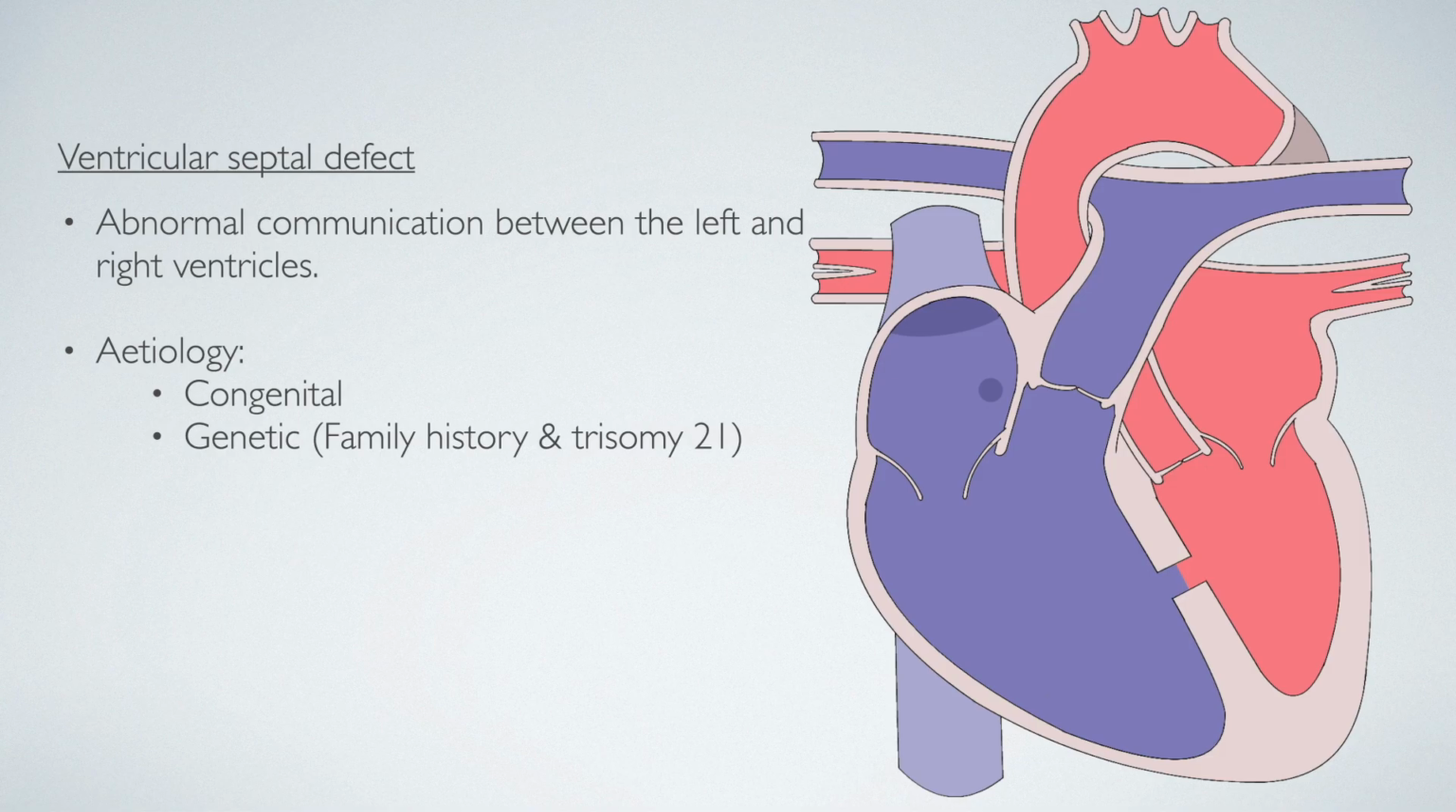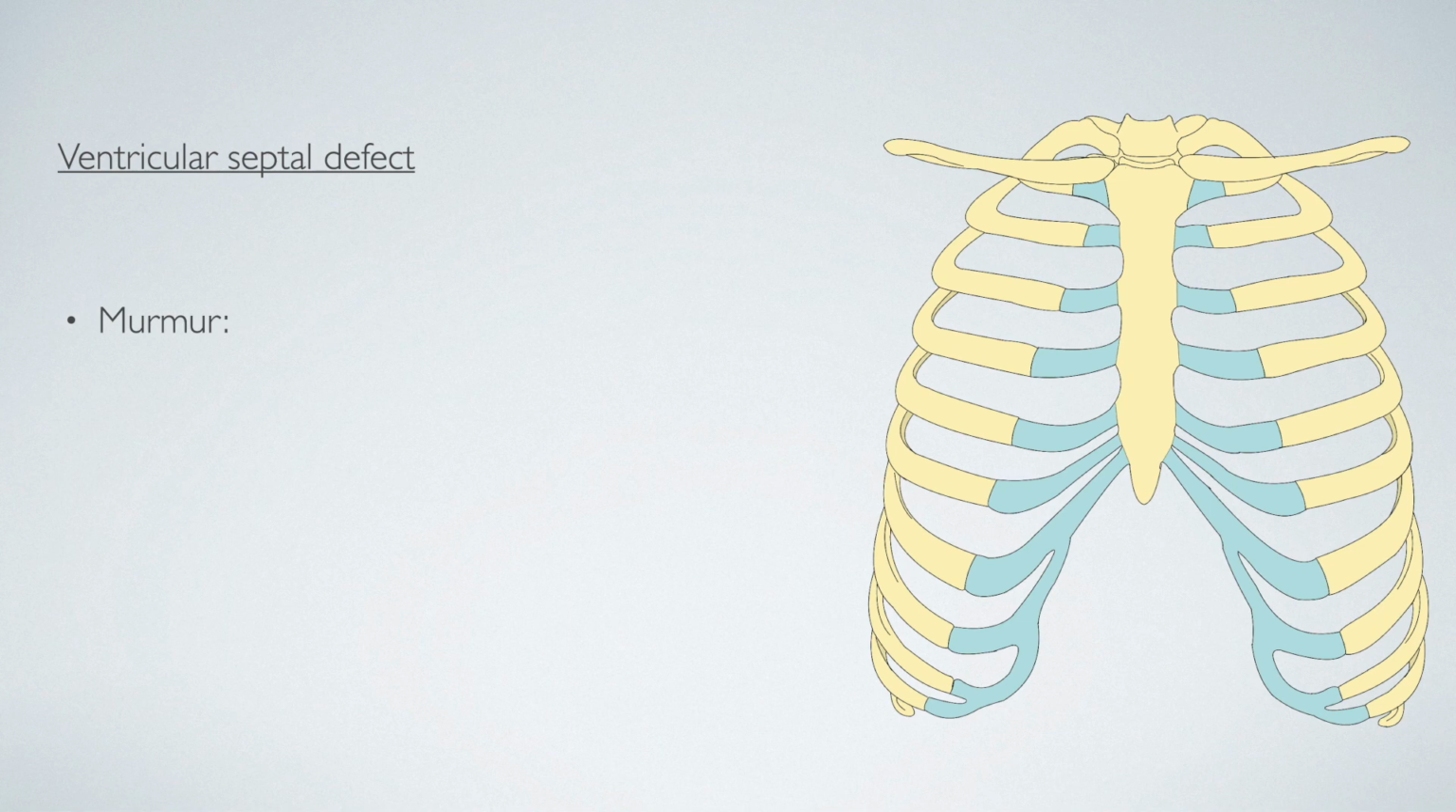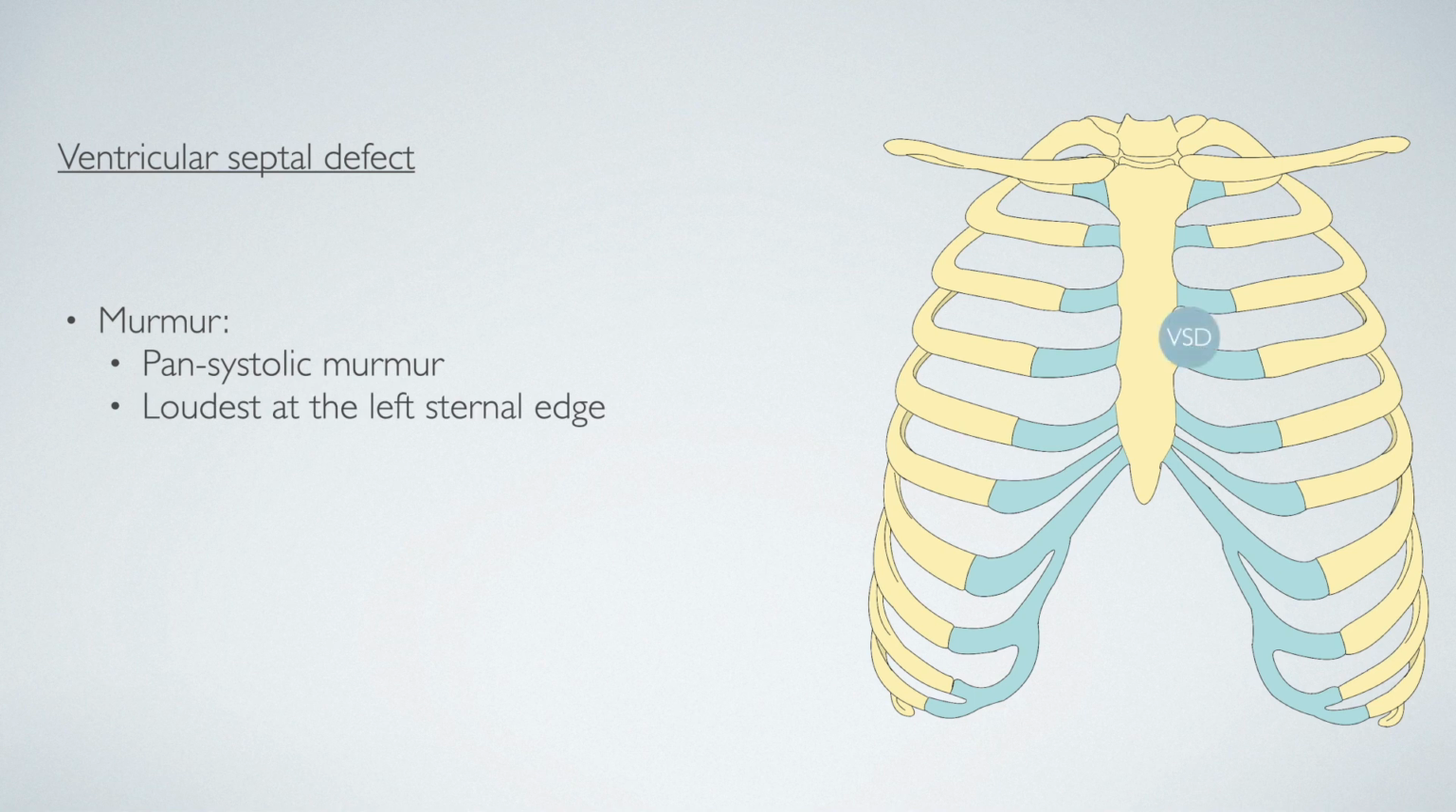The risk is increased in those with a strong family history and also in conditions such as trisomy 21, otherwise known as Down syndrome. With ischemic heart disease, particularly with myocardial infarction, reduced blood supply to the ventricular septum can cause it to break down and rupture, producing a ventricular septal defect. The clinical history may be asymptomatic, but may include dyspnea and failure to thrive. The murmur of ventricular septal defect is a pansystolic murmur that is loudest at the left sternal edge.